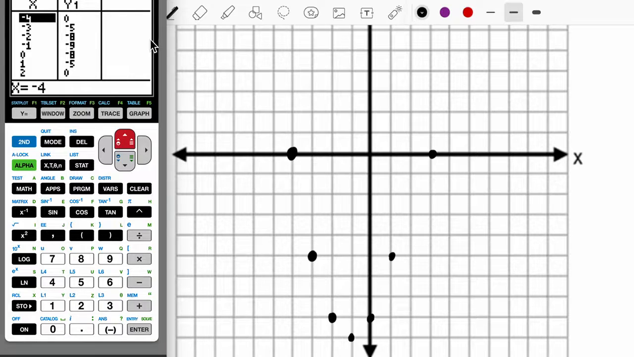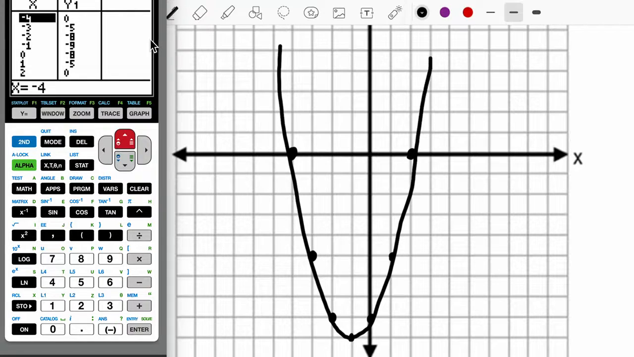Not 2, 0. Draw a curve through those points best you can. Really can't do much better than that, personally.